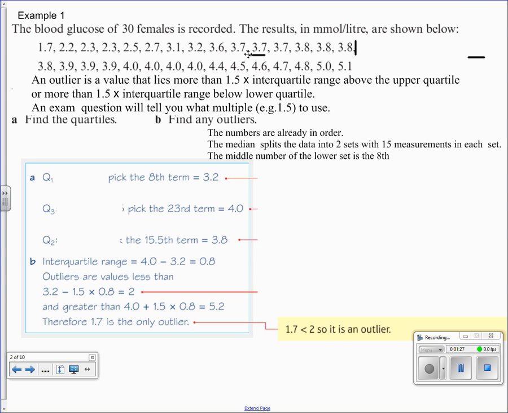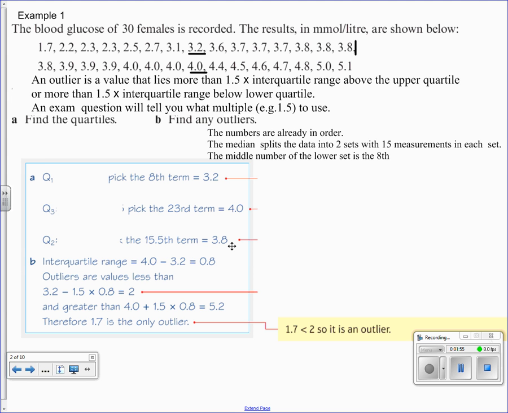So here, 1, 2, 3, 4, 5, 6, 7, 8. 3.2 is the middle number. That's the lower quartile. And the upper quartile splits the other 15 numbers into two equal parts. So we have the lower quartile, the upper quartile, and the median. The interquartile range is upper quartile minus lower quartile, which is 0.8.